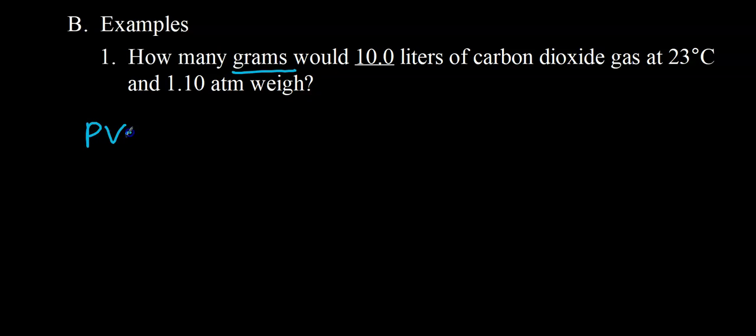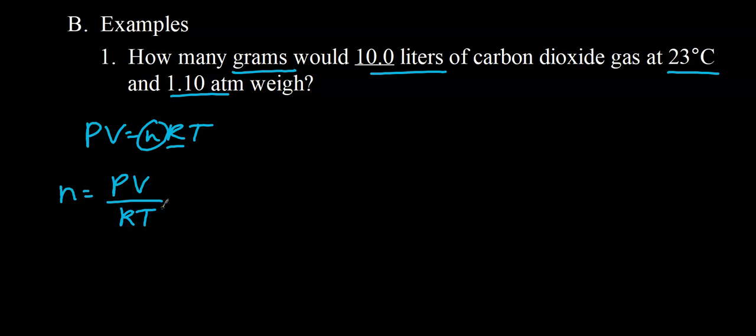So let's take a look again at that equation. We have a gas at 23 degrees Celsius, 1.10 atmospheres. Let's see what we know, and more importantly, what we don't know. It looks like we know the pressure of the gas, we know the volume, and we know the temperature. You always know R, that's a constant, so we don't have to worry about that. So what don't we know? Well, we don't know moles. So let's solve for moles.